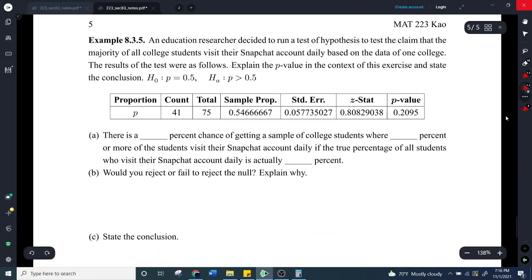All right, so let's take a look at the next example. An education researcher decided to run a test of hypothesis to test the claim that the majority of all college students visit their Snapchat account daily, based on the data of one college. The test results were as follows. So here's the null, here's the alternative. This is a majority test, so this should look like what you'd expect from a majority test. It looks like he or she surveyed 75 people and found that 41% answered yes to this question. The test statistic is here, and the p-value is here.